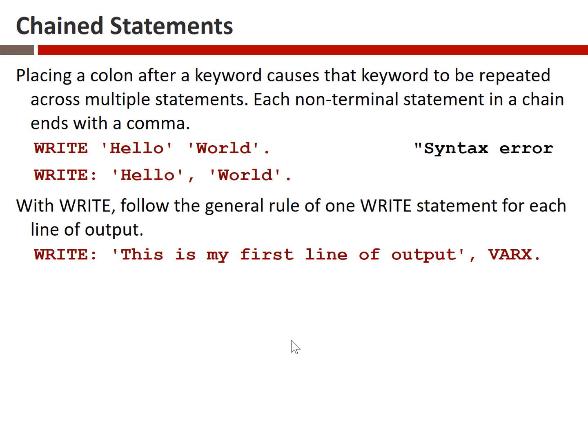So I would do something like this: write, this is my first line of output. We haven't talked about how to write out variables, but there you go. That's how you would do it. And notice, in other programming languages, we write code like this all the time. The only way, though, for this to be a valid line of ABAP code is to use the chained write statement. Because without that colon there, as soon as the system hits this comma, it's not going to know what to do, and it's going to flag a syntax error.